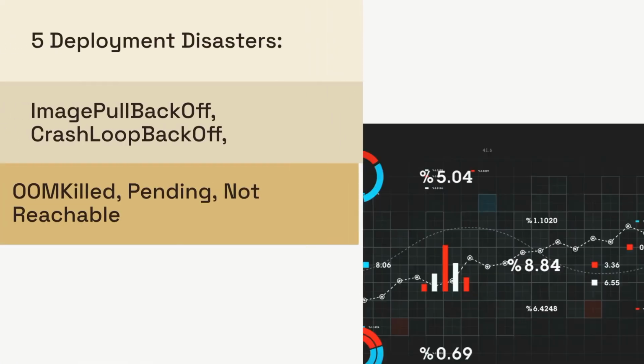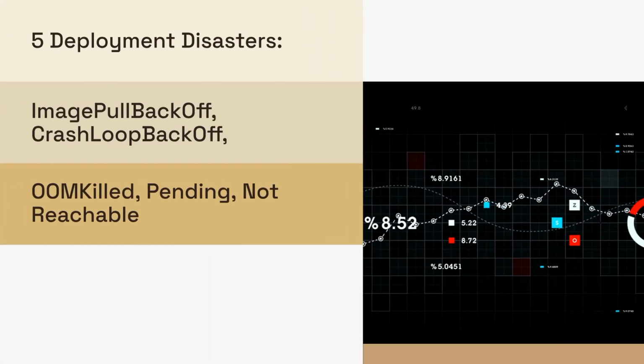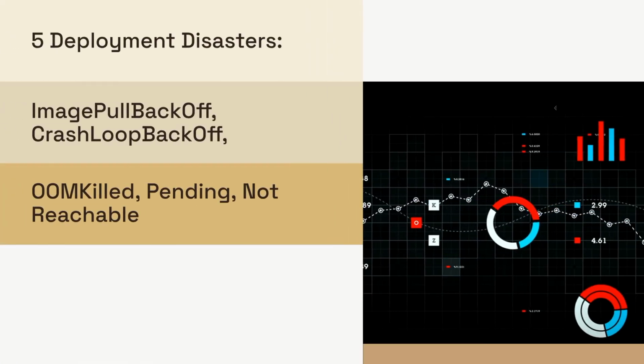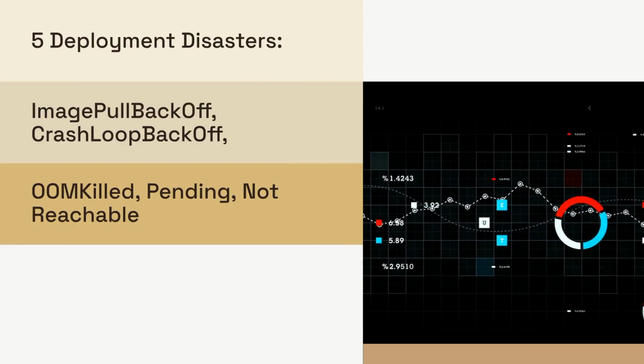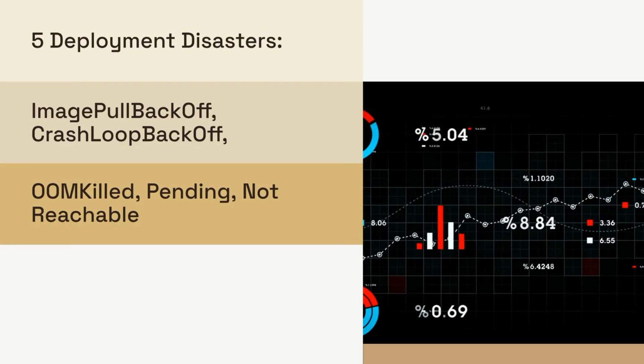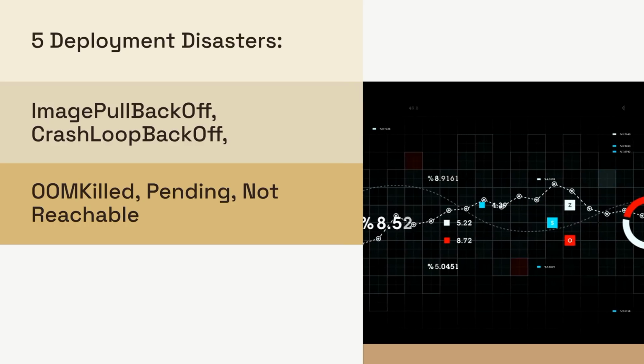We've identified 5 major deployment disasters that consistently trip up developers and engineers. Here's a quick overview of what we're tackling today. ImagePullBackOff, CrashLoopBackOff, OOM killed, pending pods, and service not reachable.